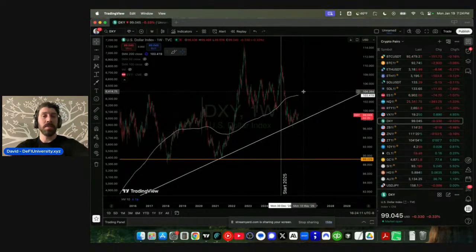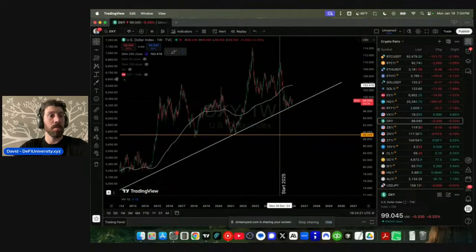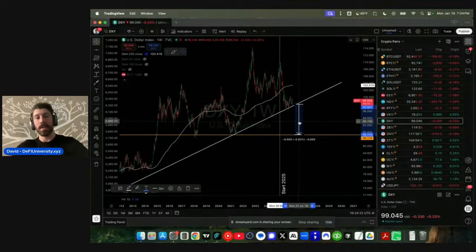But in the event that higher yields is not actually bullish for the dollar, then a break of support would likely send the dollar moving sharply lower, all the way down here to 89 or so. That's the next level of support. That's almost 9% to the downside in the dollar.